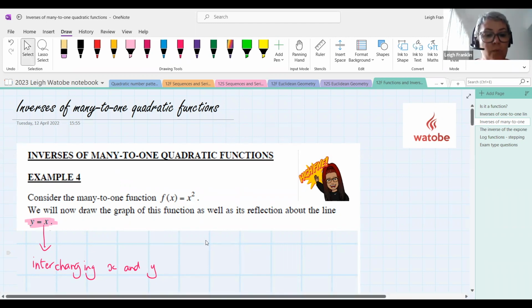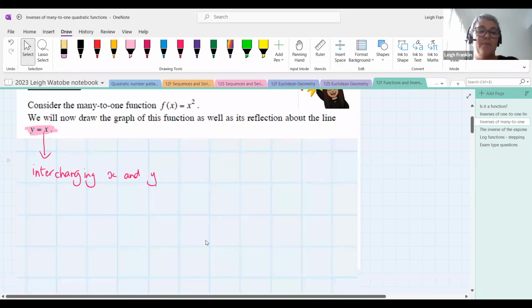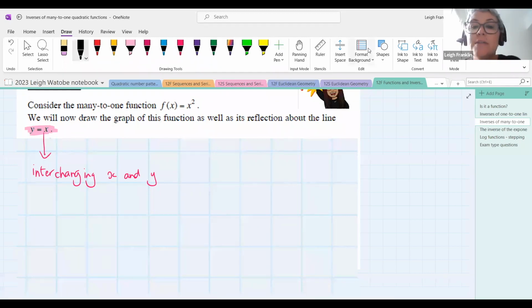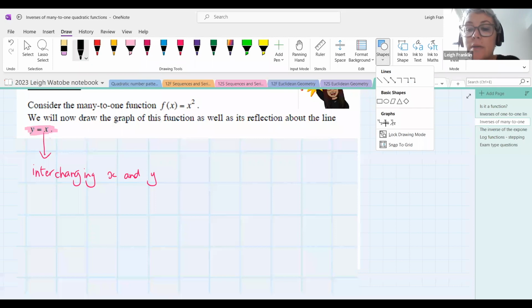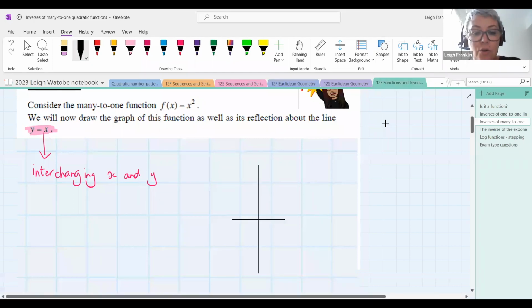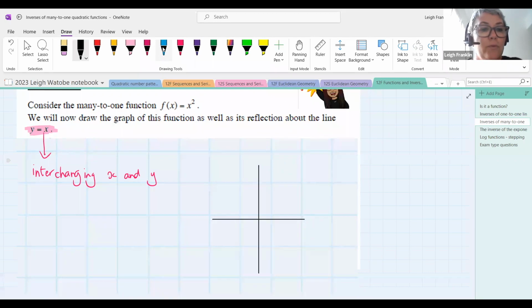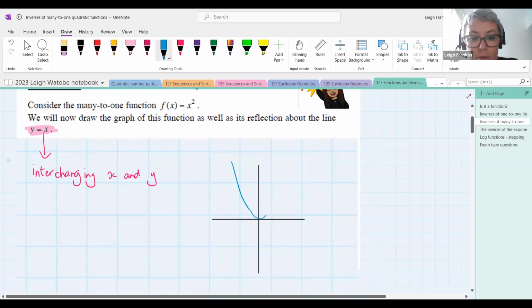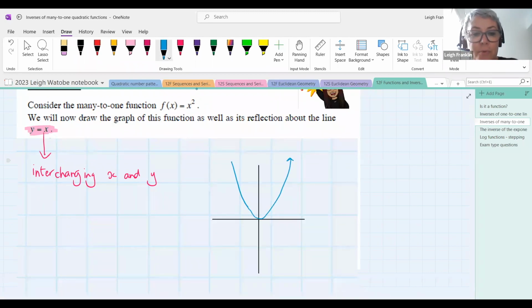So if we go and draw the graph of f of x equals x squared, what does it look like? Let's get ourselves a set of axes and draw a quick sketch of what this graph would look like. It's going to look something like that. It's a smiley face parabola, and it has its turning point at the origin.